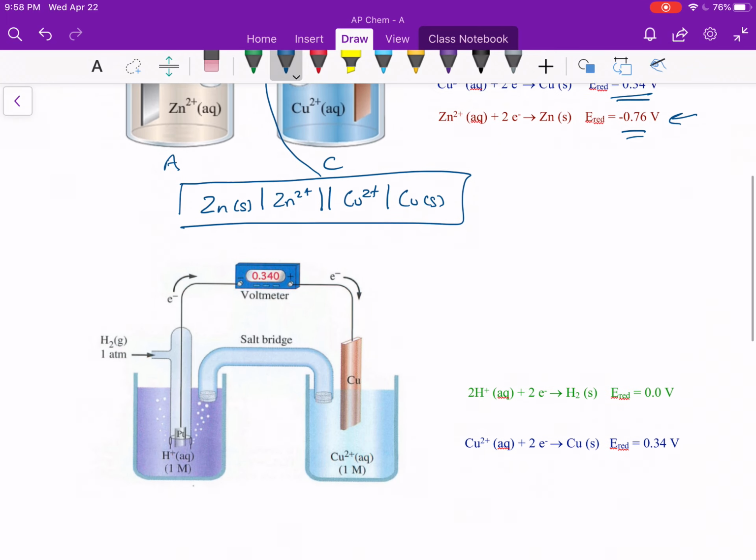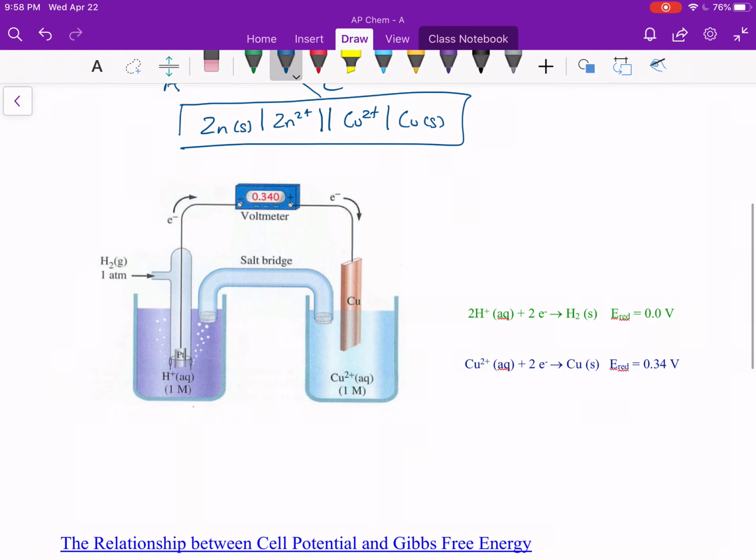Okay, now let's look at what happens if my cell is a little bit different. This is a cell that we looked at before, the hydrogen cell. Again, we can look at our standard reduction potentials. We see hydrogen has a standard reduction potential of 0, and copper is 0.34. Again, copper is more positive, so it's going to be at the cathode, which would put my hydrogen at my anode.